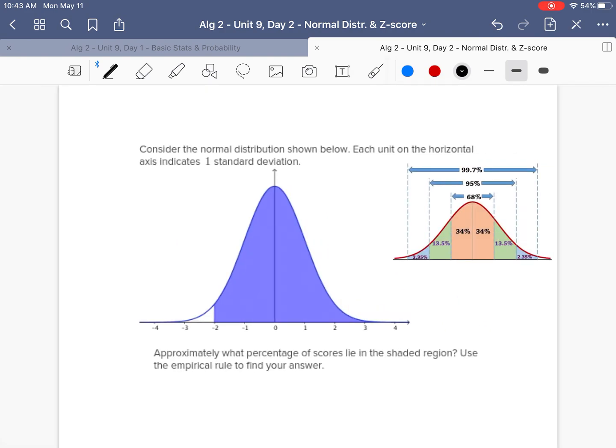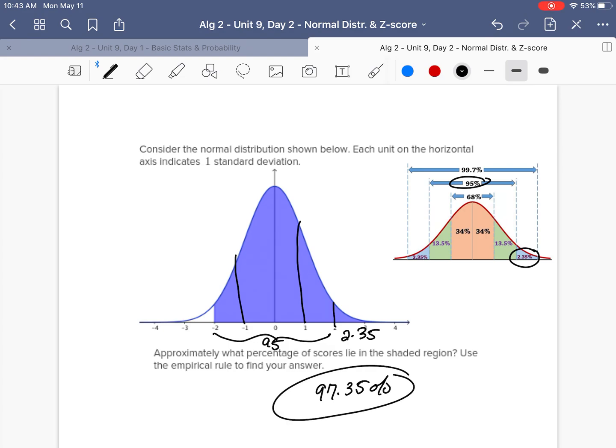All right, this one here, same idea. So again, you can draw these lines on here to help you see the groups. But when I look at this, let's use this rule right here. If I'm within 2 standard deviations on either side, that's 95%. And this one little piece over here is worth 2.35%. Okay, so the shaded region covers 95 plus 2.35, that would be 97.35%. And on Mathspace, make sure you put the percent symbol because it wants it there.